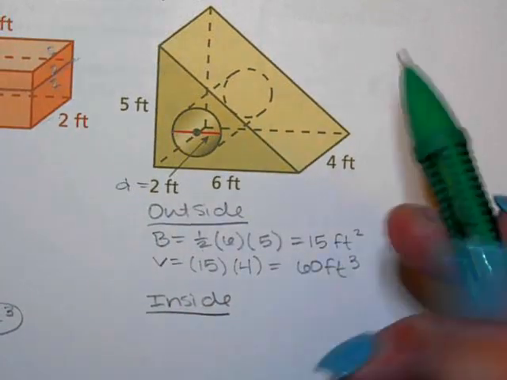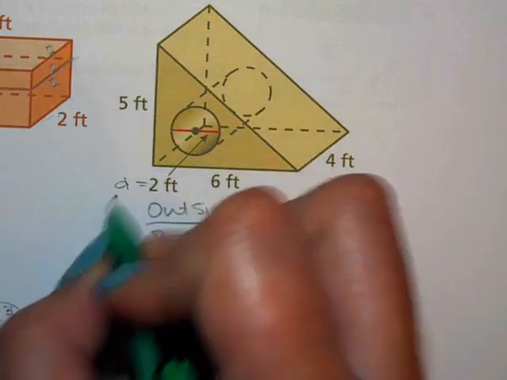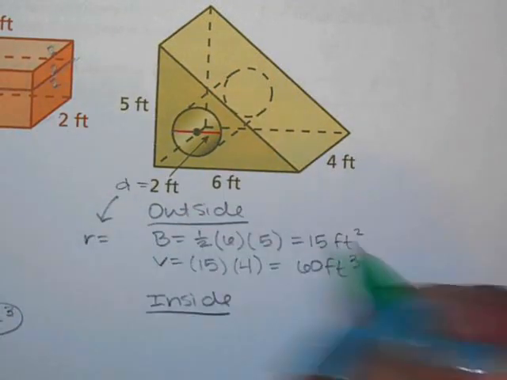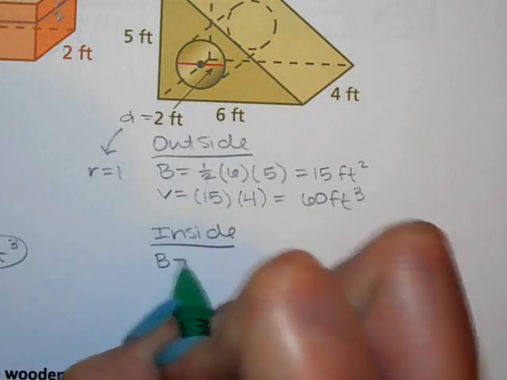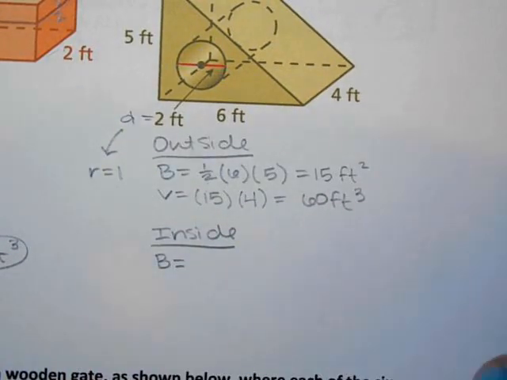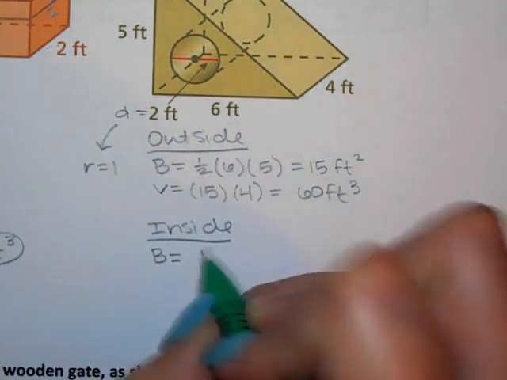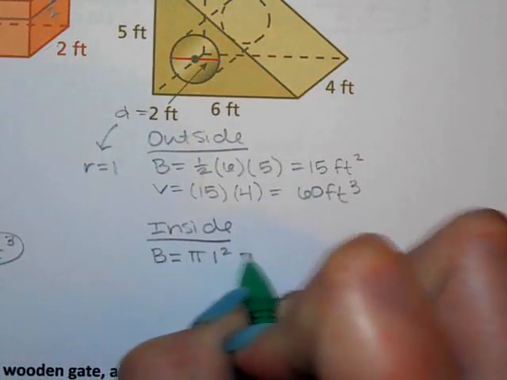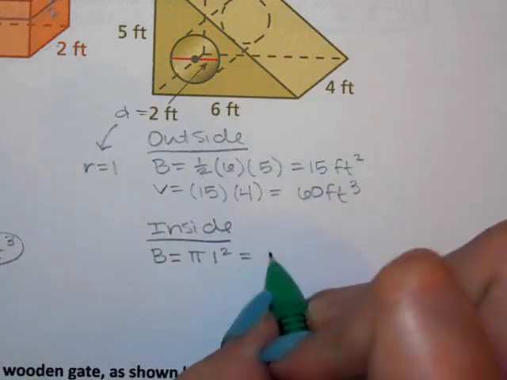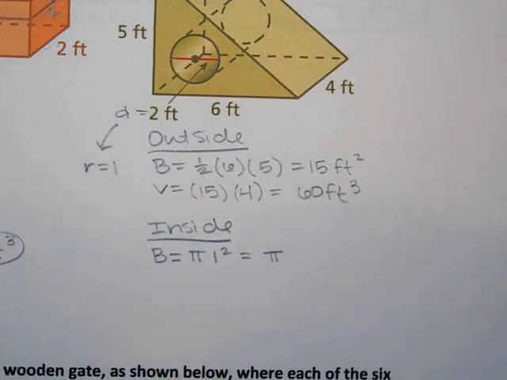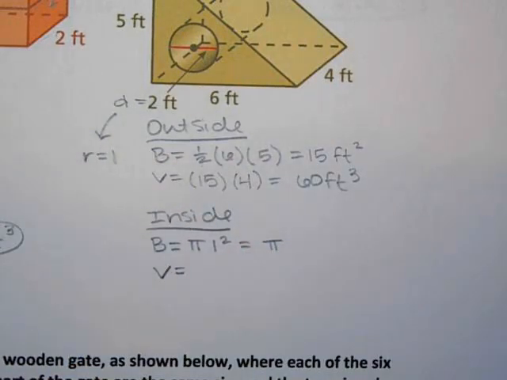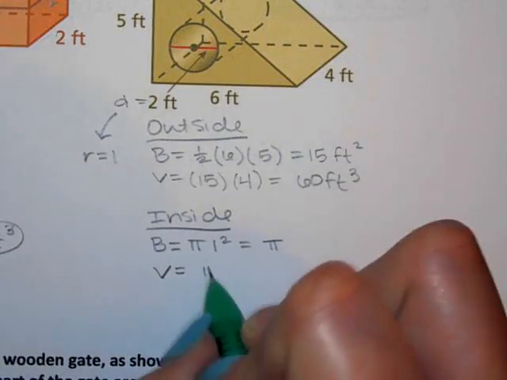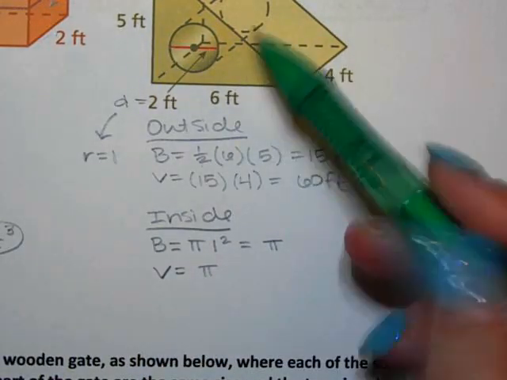The radius is 1. Okay, so let's find the base area of that cylinder. So what's the base? Pi r squared, and so pi 1 squared is just pi. And then how do we find the volume of a cylinder? Yeah, area of the base times the height. So the area of the base is pi. The height of the cylinder is 4, so pi times 4, that's 4 pi.